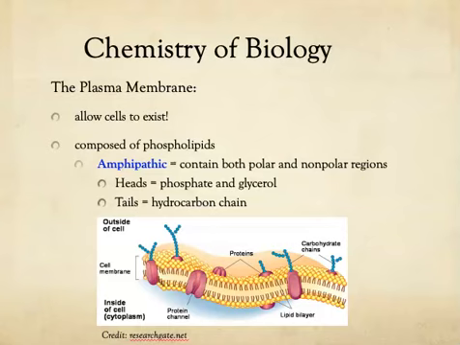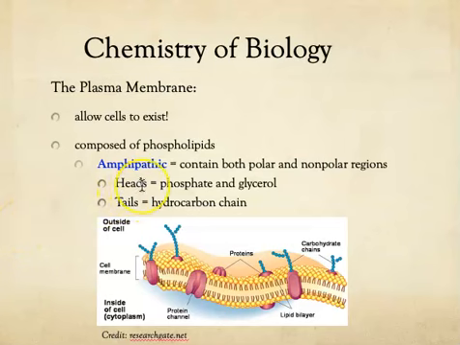That plasma membrane is what allows a cell to exist. It's what separates the contents inside the cell from the external environment. And it's made of those molecules called phospholipids. Phospholipids, because they're made of polar heads and nonpolar tails, are said to be amphipathic. That word amphipathic means containing both polar and nonpolar regions.